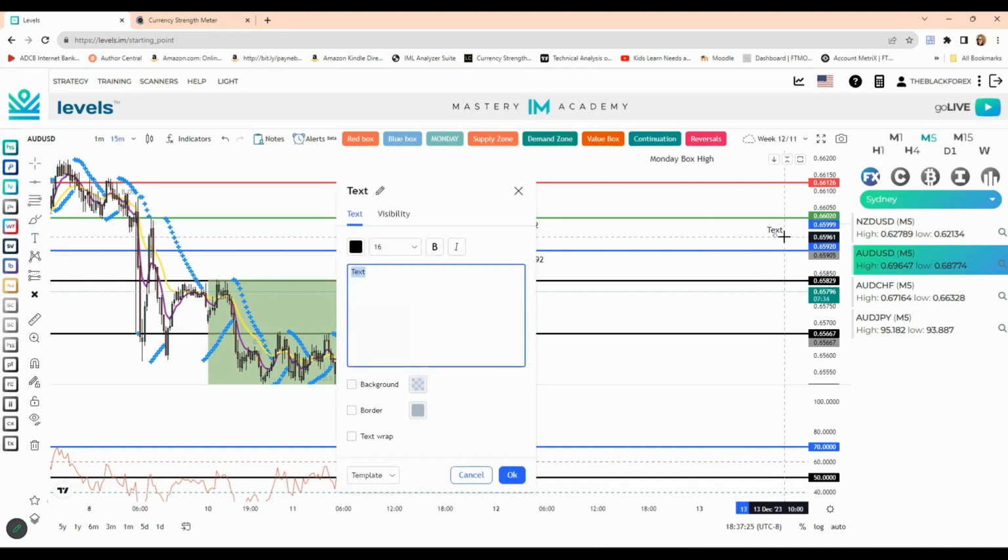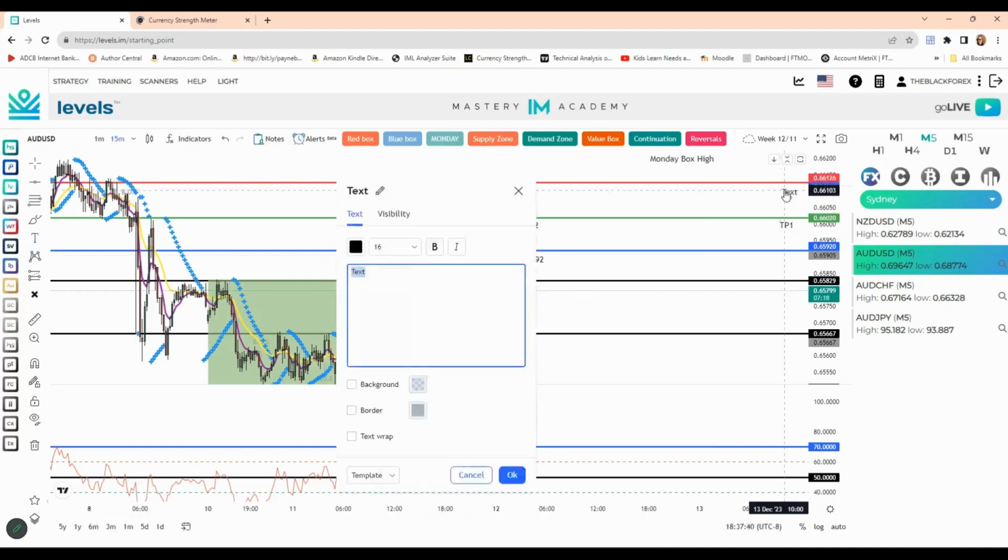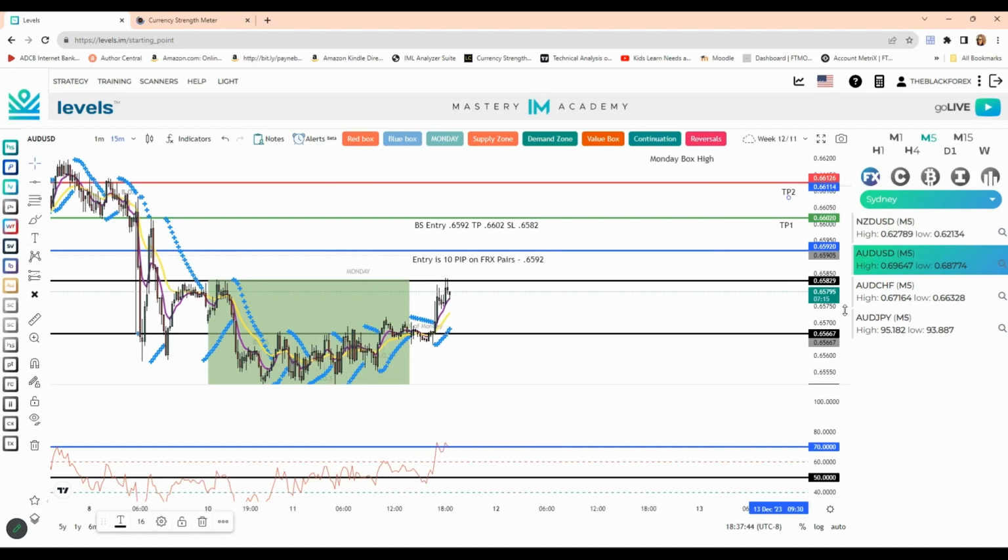No, it depends on the distance of the Monday box. So my first TP is TP1 here. That's the distance that I know 9 times out of 10, all these trades are going to go 10 pips, right? That's my guaranteed money. And then if I want to continue to scalp, this is going to be my TP2, which is the distance of the Monday box. And that's it. I don't want to be greedy. I want to be in and out.